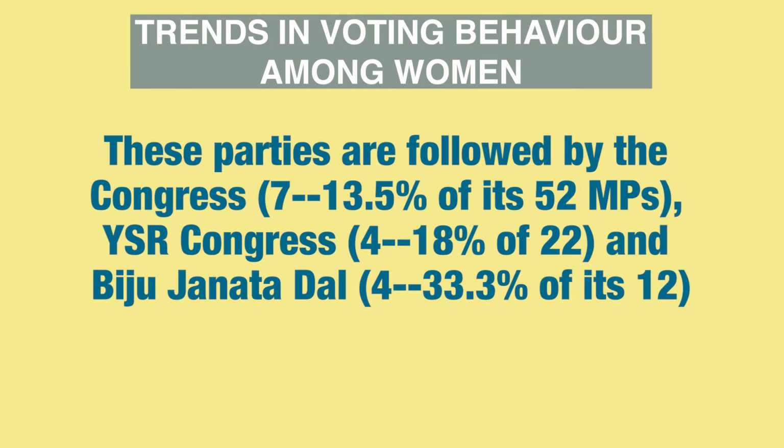These parties were followed by Congress, which has 7 women MPs, that is 13.5% of its total 52 MPs, followed by YSR Congress, which has 4 women MPs and they constitute 18% of the 22 MPs in the Lok Sabha. Next in line is the Biju Janata Dal, which has 4 women MPs in the Lok Sabha, which is 33% of its 12 elected MPs in the Lok Sabha.